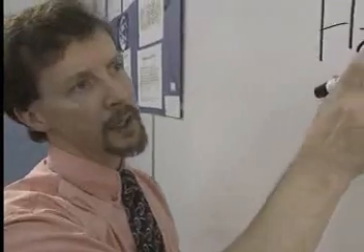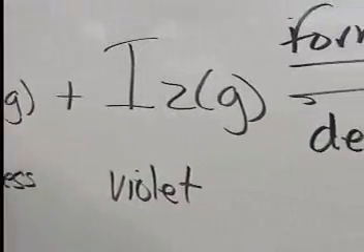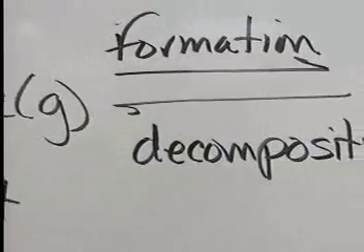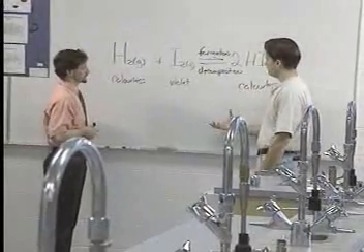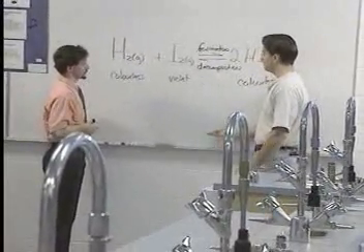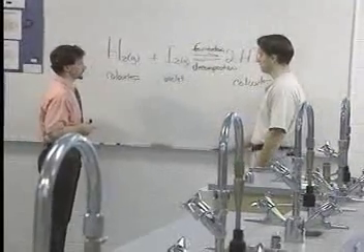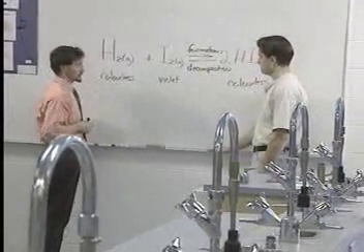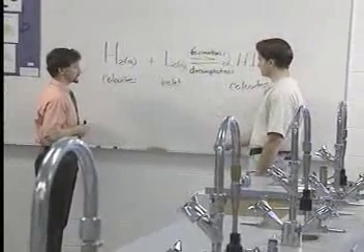If you start with hydrogen gas and iodine gas, the rate of the formation reaction initially is very rapid. Can you tell me why? Well, because the concentration of the hydrogen iodide would be 0 at that point, and the concentrations of the iodine and the hydrogen gas would be very high. There would be a lot of molecular collisions, and the formation reaction would be very rapid. And as the reaction proceeds, the concentration of the hydrogen iodide would increase, and the formation reaction would slow down.